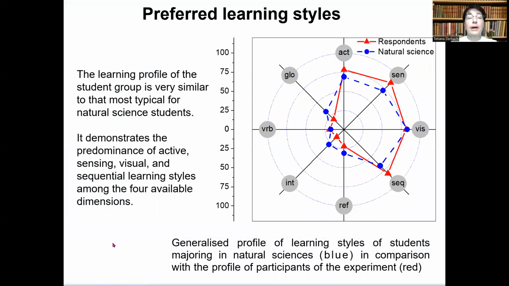The learning profile of the student group in our experiments, which you see in red, is very similar to that most typical of natural science students from theory, in blue in our picture. It demonstrates the predominance of active, sensitive, visual, and sequential learning styles among the 4 available dimensions.